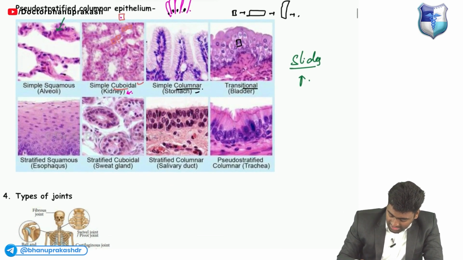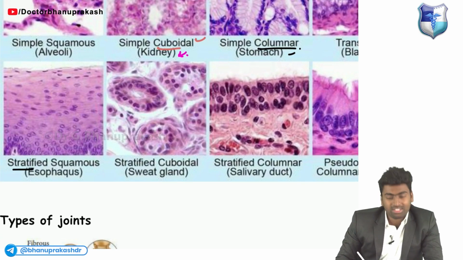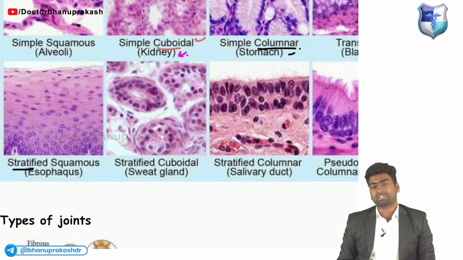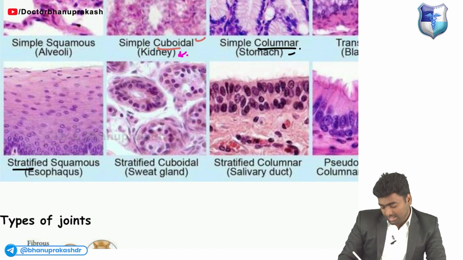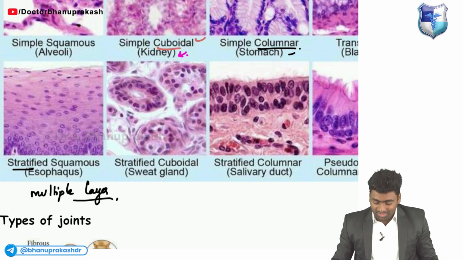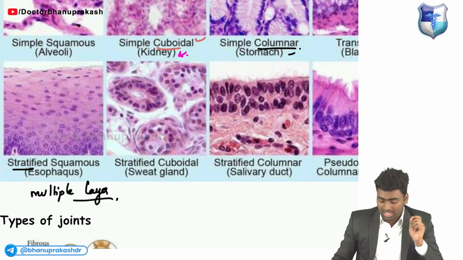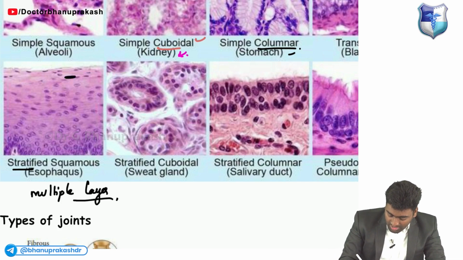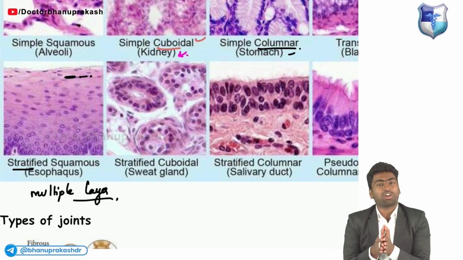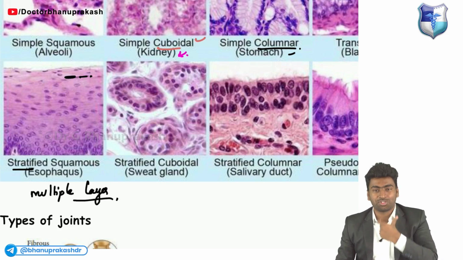And next, the stratified squamous epithelium. As I told you, simple squamous means one layer of cells, whereas stratified means there are multiple layers. If there are multiple layers of cells, it is known as stratified epithelium. And if there are multiple layers of flat cells, it is known as stratified squamous epithelium. And this stratified squamous epithelium lines the esophagus.